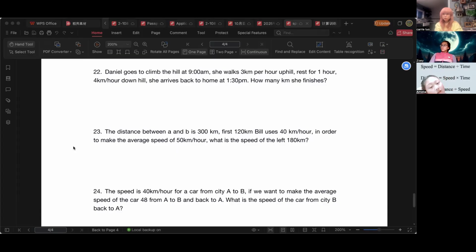So obviously the bell is using two different speeds to finish the total of 300 kilometers, right? So the first 120K, he's using 40 kilometers per hour. And we don't know the other half, 180 kilometers, what is the speed? But we know the average speed. So think about it. How do we calculate the average speed and go back to find out the speed of this leftover 180 kilometers, okay? So let's just try yourself and we're gonna take a look later.